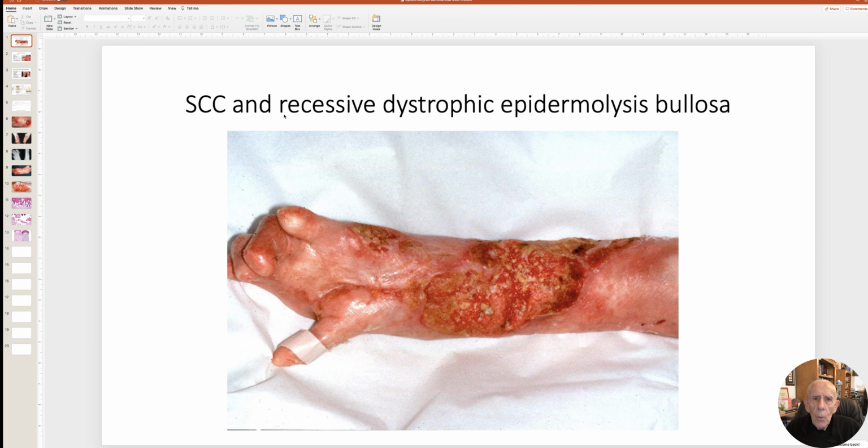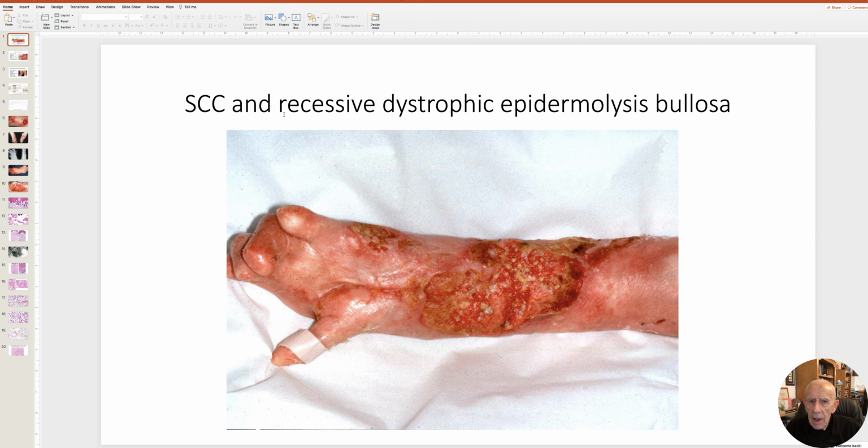Over the years, when I worked at St. Thomas's Hospital and St. John's Hospital for diseases of the skin, I developed an interest in squamous cell carcinoma arising in recessive dystrophic epidermolysis bullosa patients. I worked with Professor John McGrath and Robin Eady, and it was very interesting that over the space of about 10 years, I must have seen hundreds and hundreds of tumors.